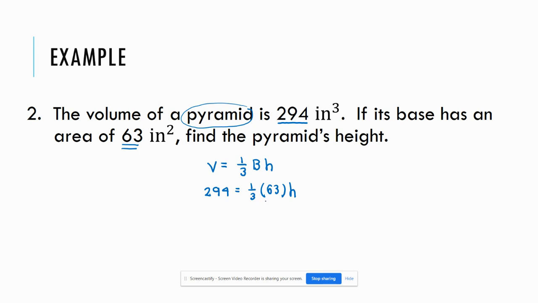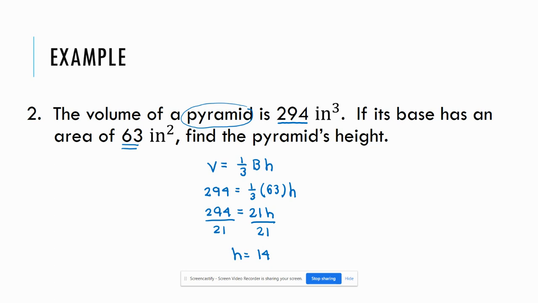The nice thing about the right-hand side is 1/3 of 63 is something that is actually divisible. Okay, if I take 63 and divide it by 3, we will get a nice number. 63 divided by 3 is going to give us 21. And now we're back to what we did on the last slide. If my goal is to solve for H, this is now a one-step equation. I'm going to divide both sides, in this case by 21, and that gives us a height to be 14.